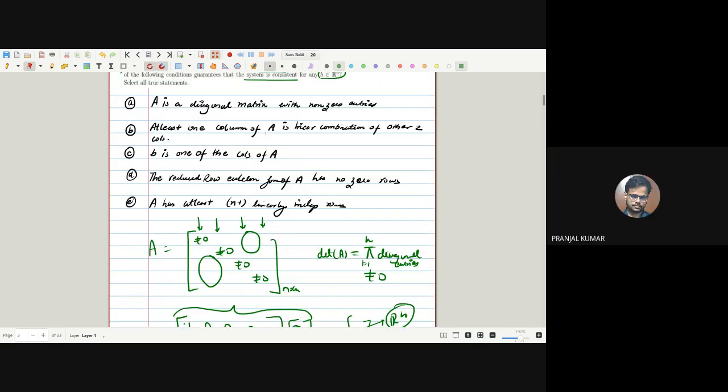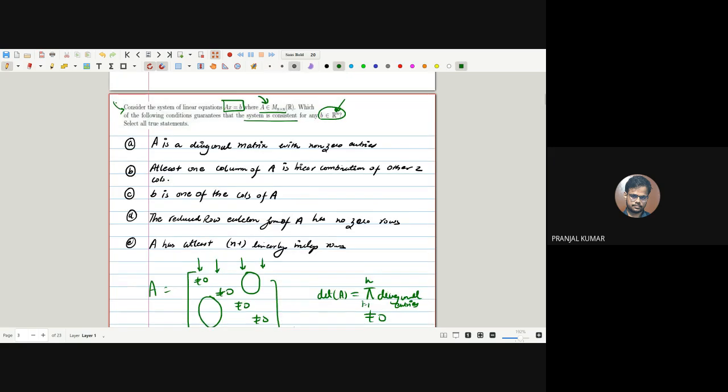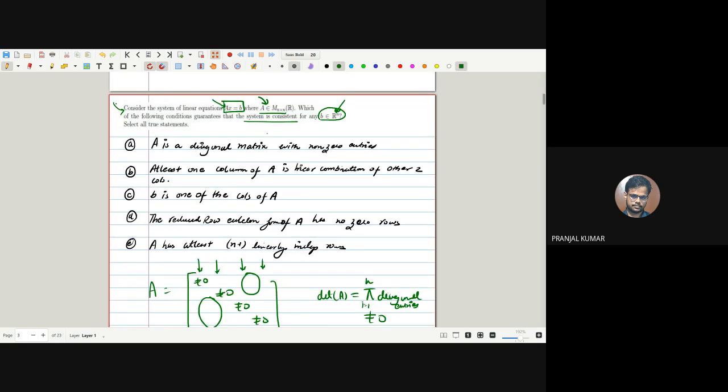Anyway, just remember this: if you have a system AX equals B in which A is a square matrix and the determinant of that is non-zero, then it will always have a solution. Clear?